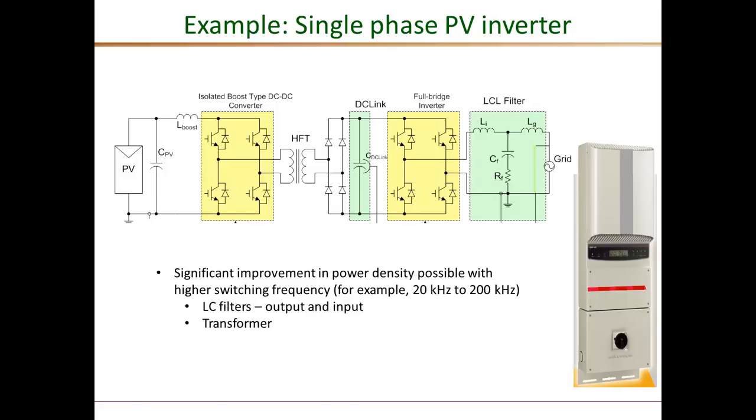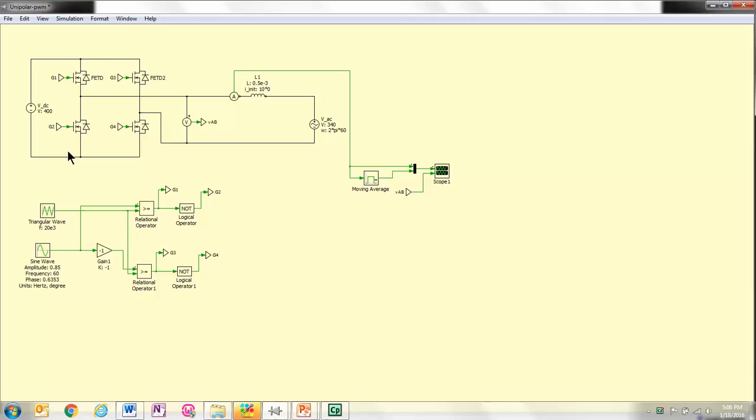This simulation shows just a DC to AC stage of the PV inverter, a 400 volts DC to a 240 volts RMS grid with just a single L filter. Now initially let me keep the frequency at 20 kilohertz corresponding to the current inverter designs, and let's look at the inductor current waveform.